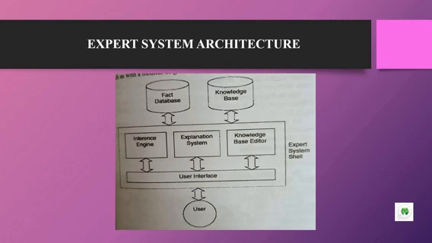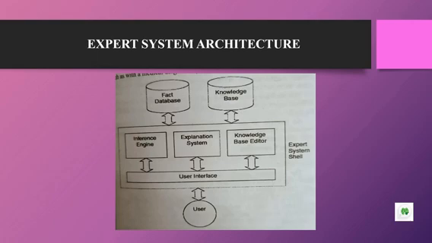This is the expert system architecture. In this expert system, there are two things: the fact database and the knowledge database. These two databases are connected to the user. In between, there is the expert system shell, which contains the inference engine, explanation system, and knowledge base editor. These are connected to the user interface and it goes to the user. The inference engine is used as an inference between the fact database and the user.